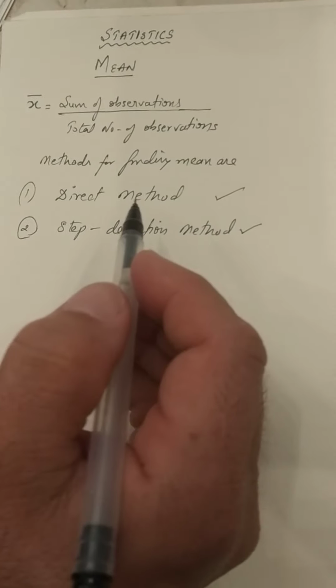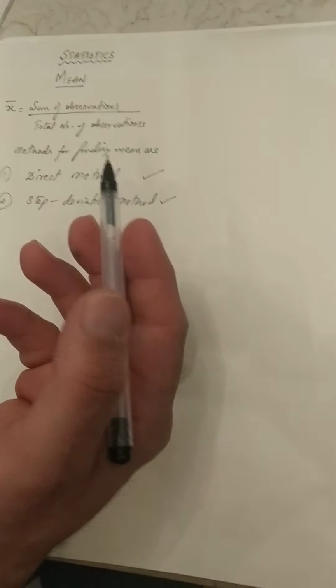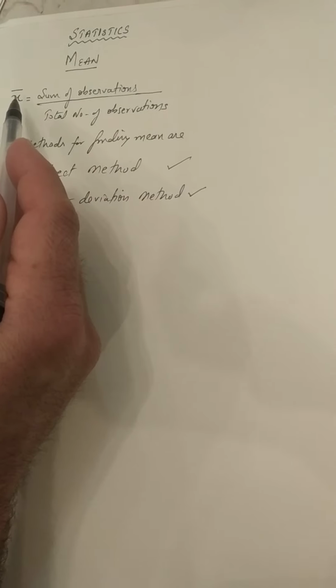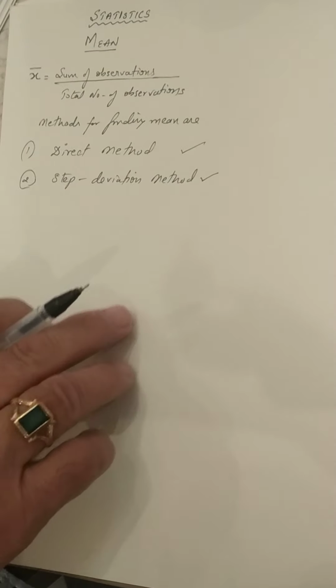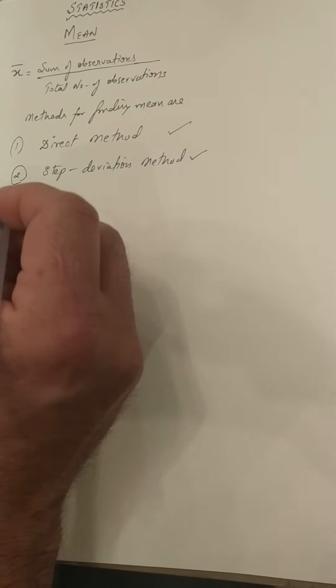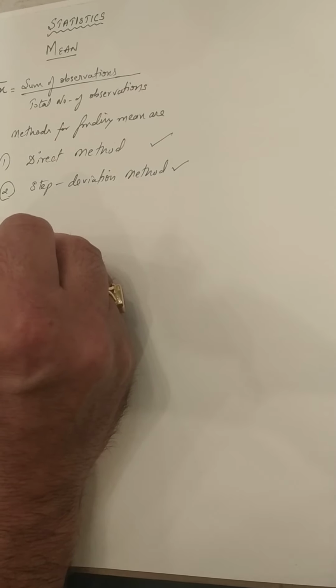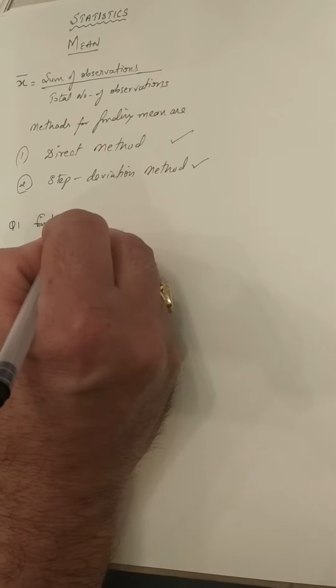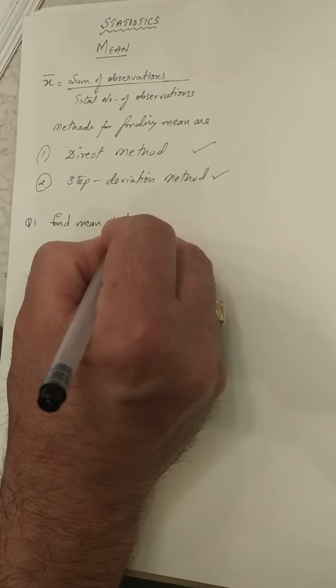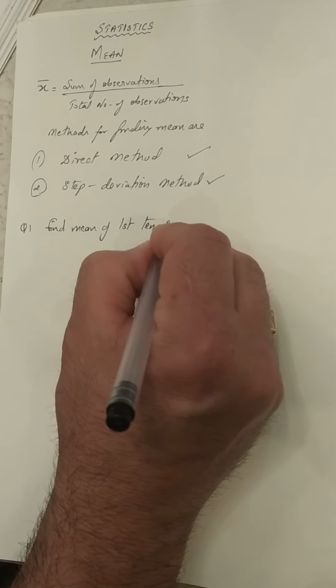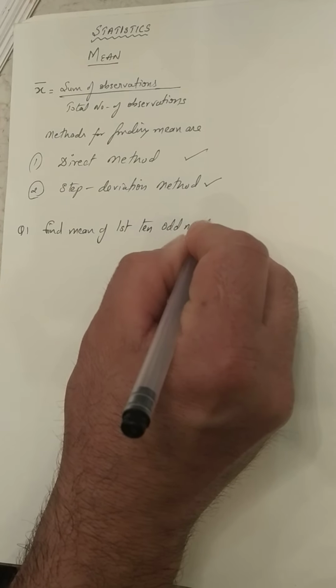So what is there in the direct method? Before that, I'm just talking about the mean which you have studied in lower classes, that is the sum of the observations divided by the number of observations. So I'm taking very simple questions directly. The very first question I'm writing is: find the mean of first 10, let us say, odd numbers.